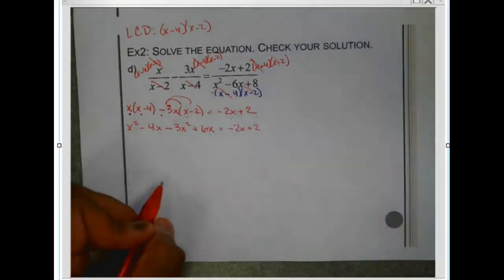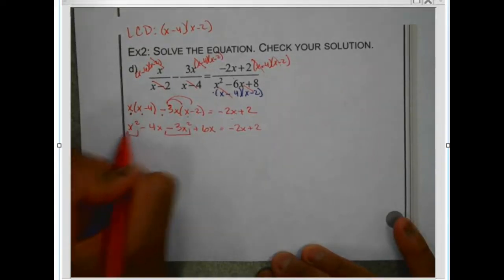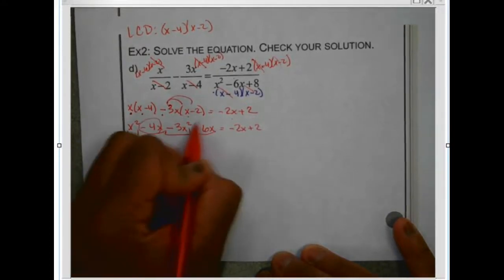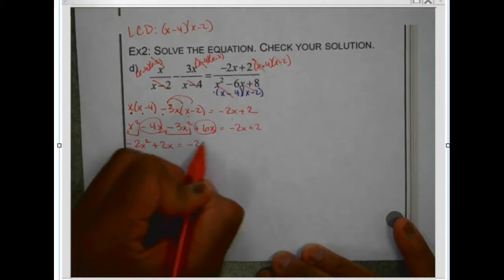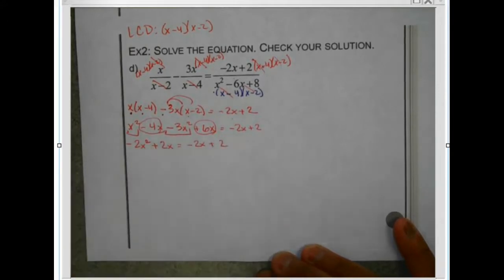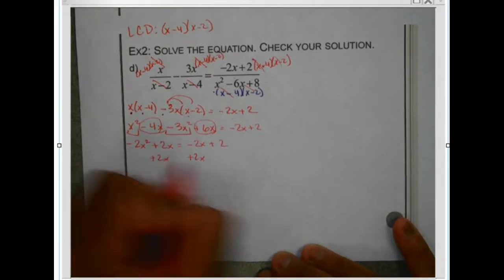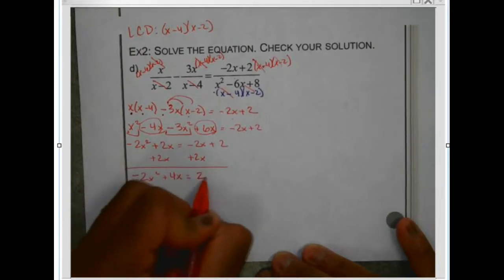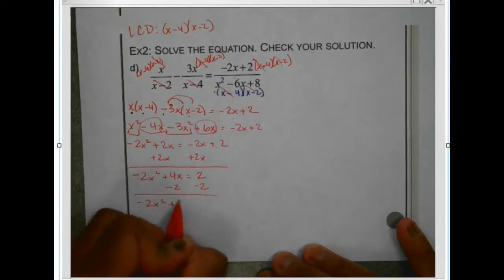Combining my like terms, my wonderful like terms on the left side there, which would be this one, and this one, I have negative 2x squared, and then I have minus 4x plus 6x is plus 2x equals negative 2x plus 2. I'd like to get everything on one side. So I'm going to add 2x. Negative 2x squared plus 4x equals 2, minus 2, negative 2x squared plus 4x minus 2 equals 0.